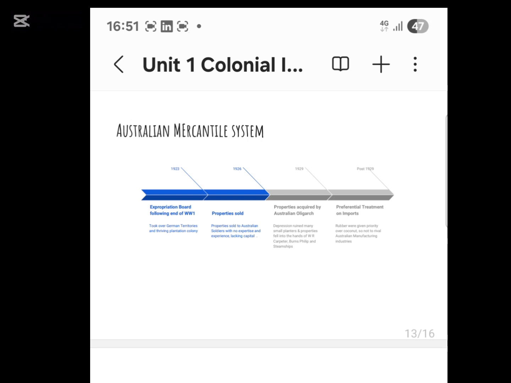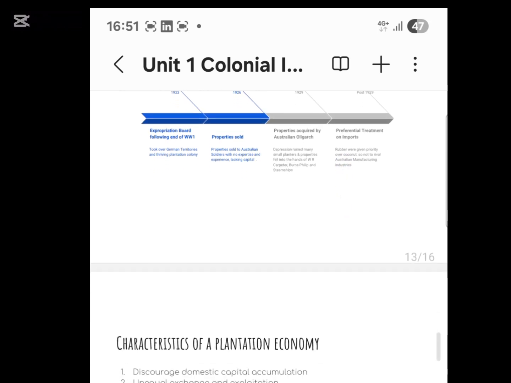Post-1929, preferential treatment of imports. Rubber was given priority over coconut, so as not to rival Australian manufacturing industries. I'll speak a little bit about this preferential treatment. If you read around the news when it comes to economic trade, we have this idea of preferential treatment. Now, I'll give you an earlier example on the sugar industry.